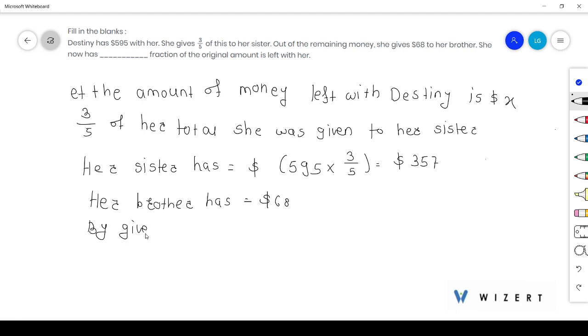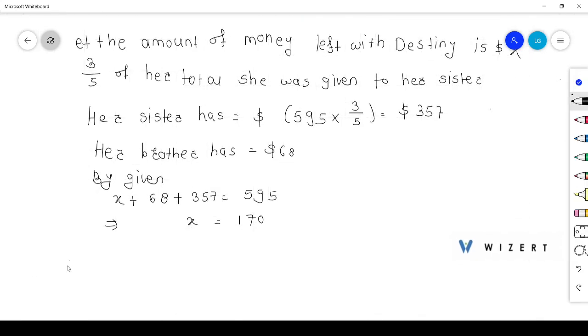Now, from the given, the total of this X plus 68 plus 357 is 595. So, after calculating this, we will get X equals 170.